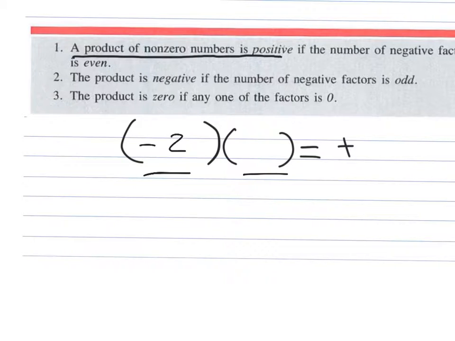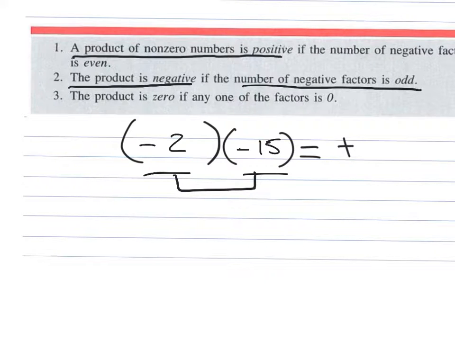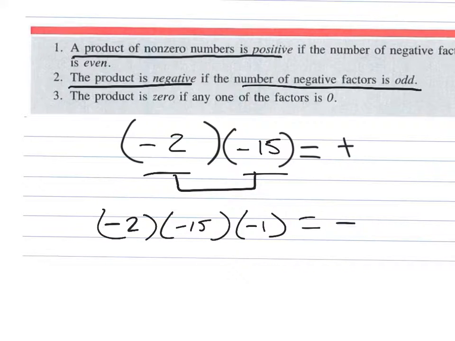For example, negative 2 times negative 15. There's an even amount of them, a negative times a negative, that's going to give me a positive. So if I had 20 different negatives, I know the answer is going to be positive. The product is negative if the number of negative factors is odd. Notice negative 2 times negative 15 times negative 1. Now that answer is going to be negative. A negative times a negative is a positive, times another one is negative. So just count how many negatives you have, and if you have an even amount, the answer is positive. If you have an odd amount, that answer is going to be negative.